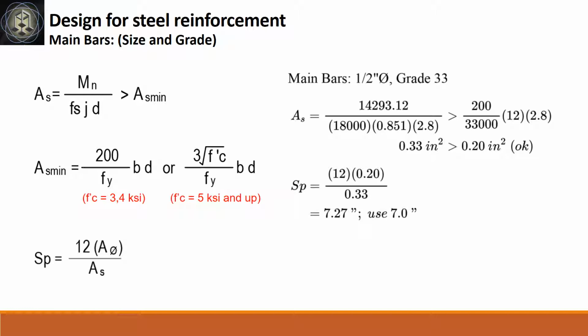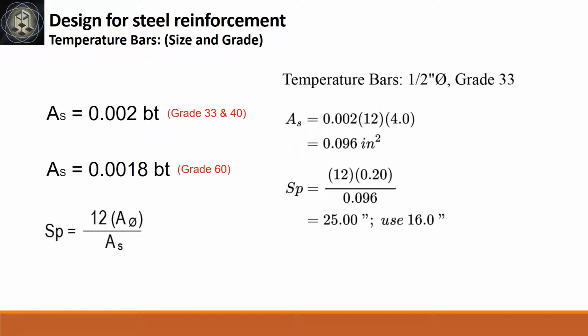Given M equals 14,293.12, fs equals 18,000, j equals 0.851, and d equals 2.8. The area of steel is 0.33 square inch, and the spacing for half-inch diameter bar is 7.27 inches. Use 7 inches. The area of steel for temperature bars is 0.096 square inch, and the spacing for half-inch diameter bar is 25 inches. Use 16 inches as maximum spacing.